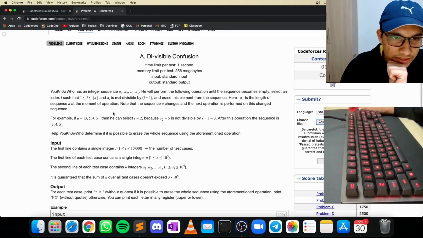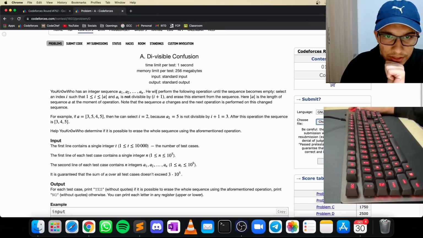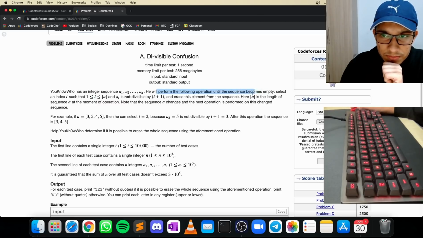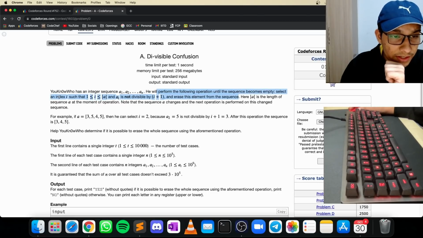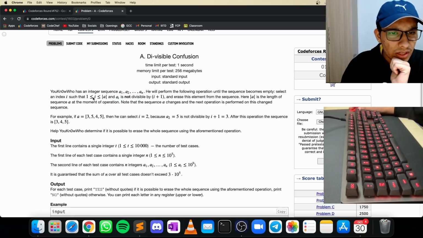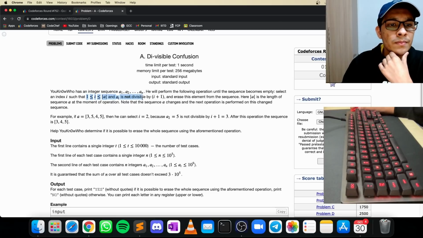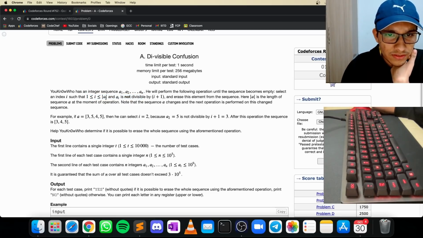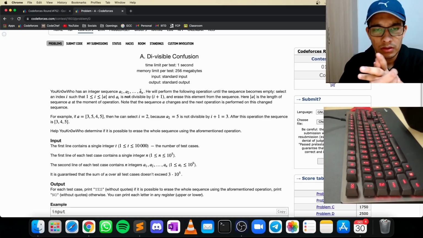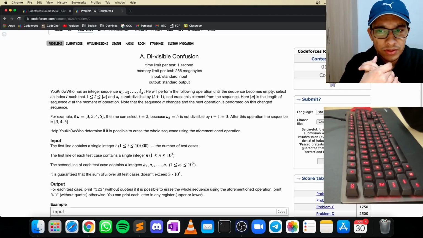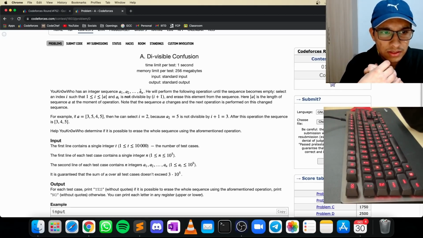You know who has an integer sequence a1, a2, up till an, and he will perform the following operation until the sequence becomes empty. Select an index i such that i is less than the size of a, and ai is not divisible by i plus 1, and erase the element from the sequence. Here the size is the length of the sequence at the moment of operation.